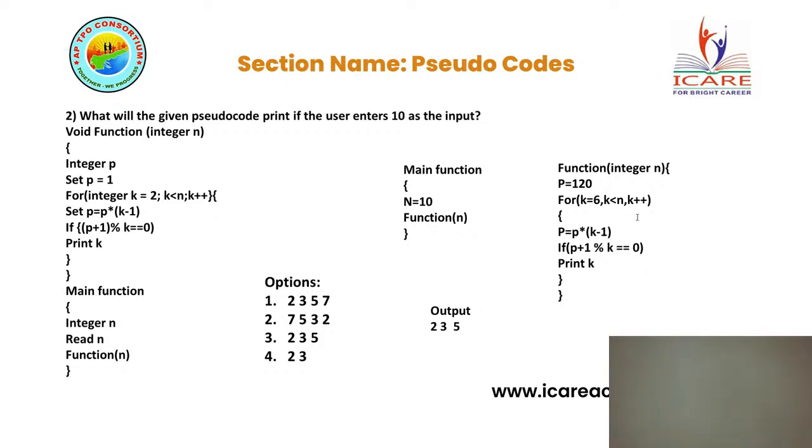Again we are updating the value. So k plus plus, and the k value will be 7. Again p is equal to p, 120, into k minus 1, which is 7 minus 1, 6. So 120 into 6. We are getting the value 720.